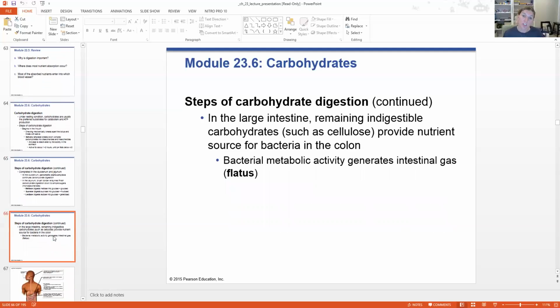The large intestine is going to take any of the cellulose, undigestible material, the fiber, right? It's going to use that to provide nutrients for the bacteria, and the bacteria can, in their process of breaking down the fiber, create intestinal gas, right?